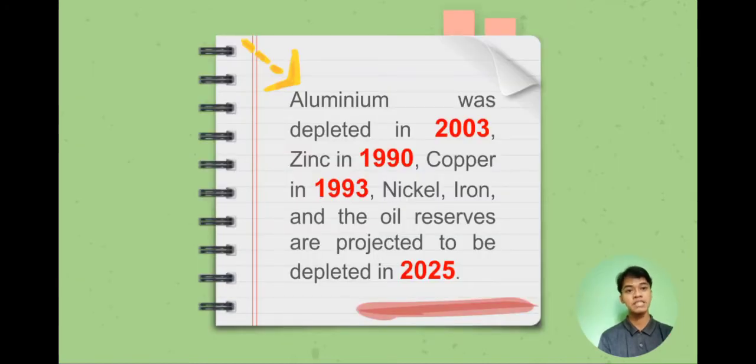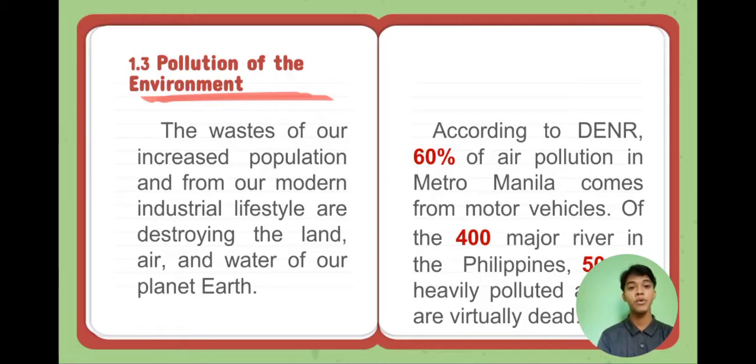For instance, aluminum was depleted in 2003, zinc in 1990, copper in 1993, and nickel, iron, and oil reserves are projected to be depleted in 2025, and other resources are projected to be used up in 100 years. And now, we have the pollution of the environment.